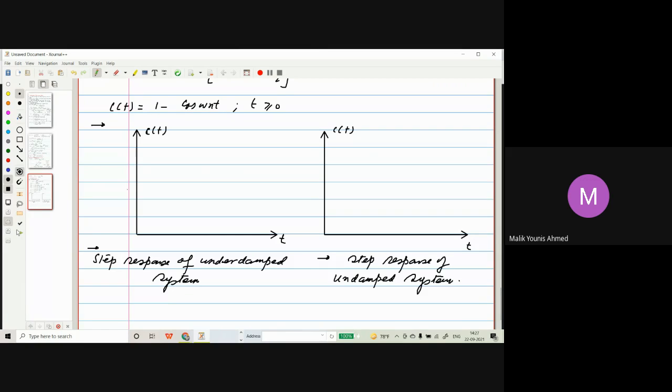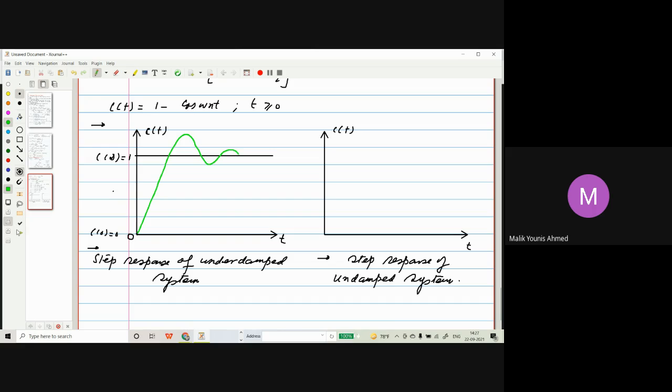Initially it is 0. So let me draw a steady state value somewhere here. Let's say this is the steady state value. And we know c of infinity is equal to 1 and c of 0 is equal to 0, that we know already. So how it will be, we use this curve. We'll be getting it like this, and then it will oscillate.